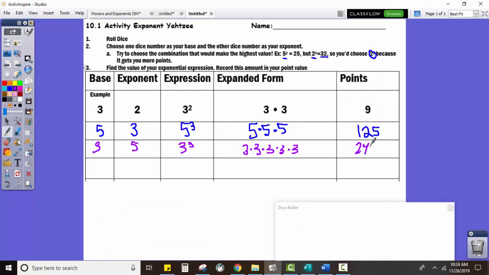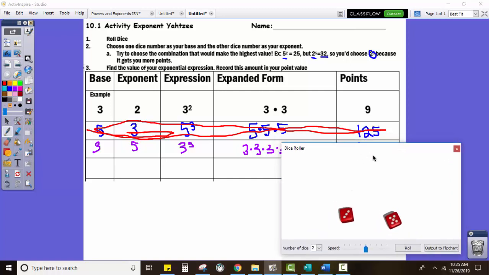So I'm trying to get the highest points. So I wouldn't record both of these on my sheet. You would record just one of them. So I'm going to get rid of this one here because that's less points than this one here. So you're going to keep doing that until you fill up your page, and then you'll find your grand total at the end. Remember, you only get to roll once. So whatever you roll, if you roll a 6 and a 2, that's what you have to keep, and then figure out if you want 2 to the 6th or 6 to the second.